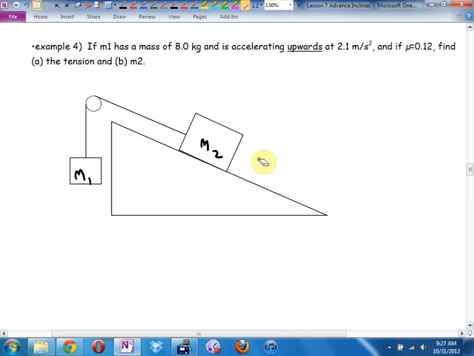Let me know when you're ready. This is the last one. Oh, by the way, no magic. I guess that should be attached there with the pulley. Just kind of hovering in midair.